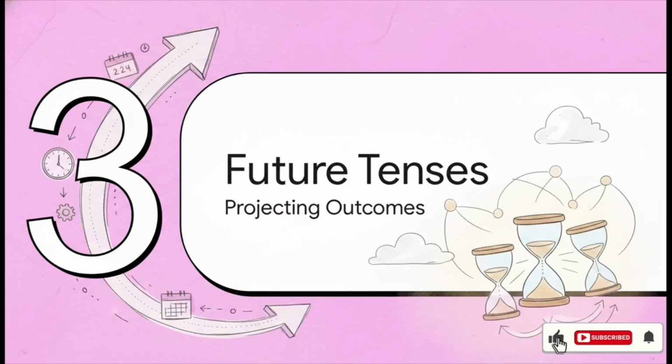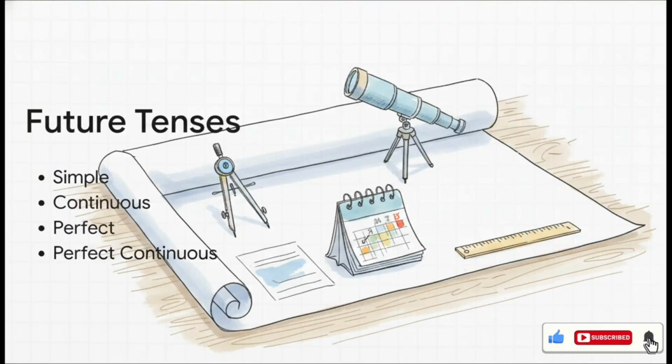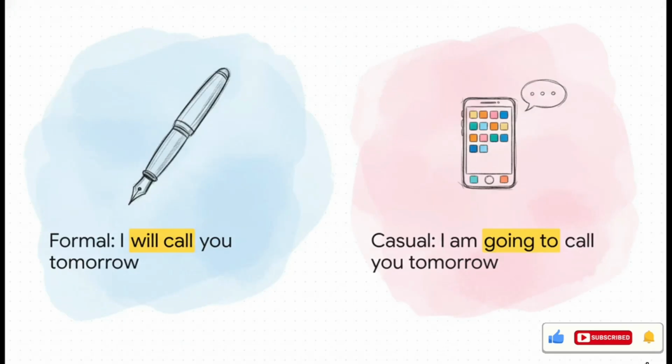All right, Section 3, future tenses and projecting outcomes. Unsurprisingly, we have 4 forward-looking tenses. These are the frameworks that allow you to confidently articulate your plans, commitments, and expected durations to your colleagues and clients. First up is the future simple, used for actions we believe will happen. Consider the phrases, I will call you tomorrow versus I'm going to call you tomorrow.